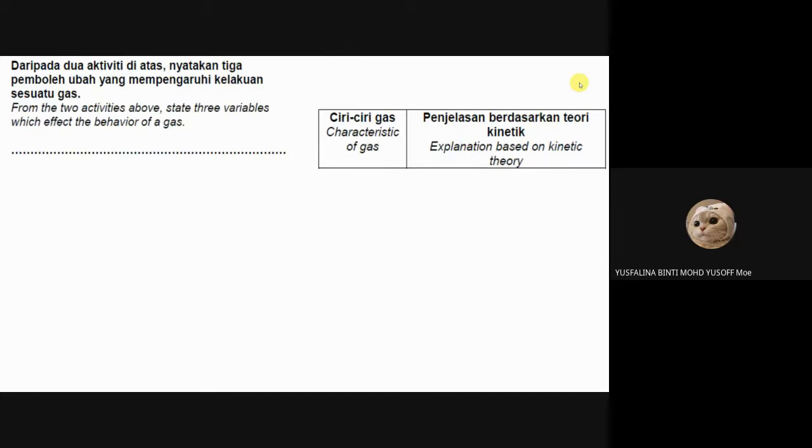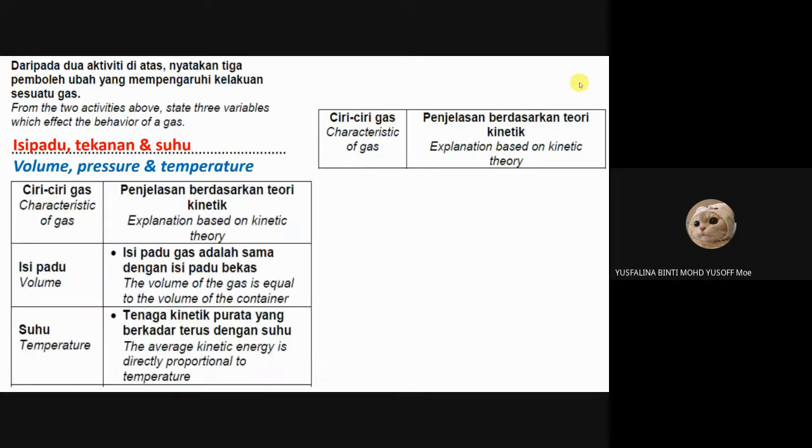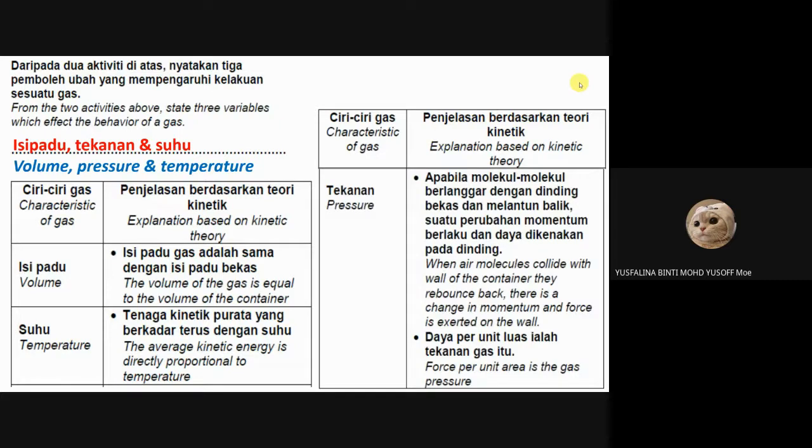So from the two activities above, state three variables which affect the behavior of gas. The first ones are the volume, pressure, and temperature. So, the characteristics of gas. For the volume, the volume of the gas is equal to the volume of the container. And for the temperature, the average kinetic energy is directly proportional to the temperature. It means if the temperature increases, the kinetic energy also increases because the molecules will move faster.